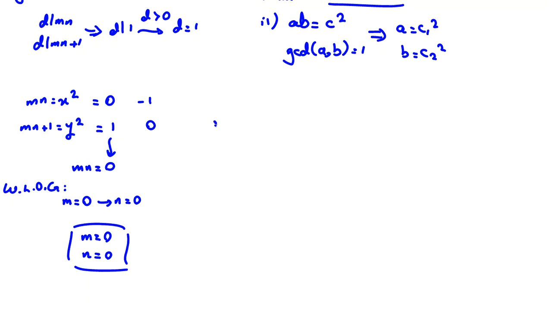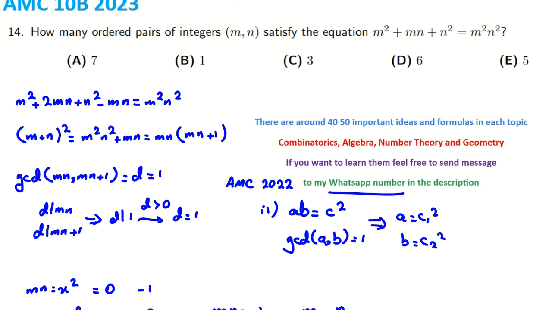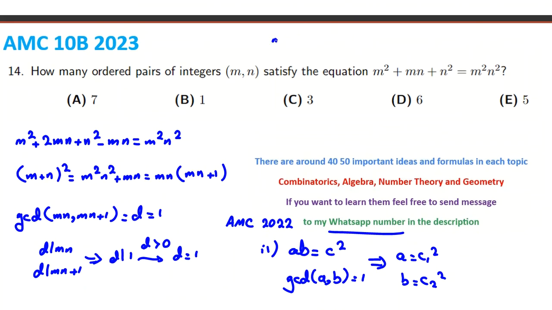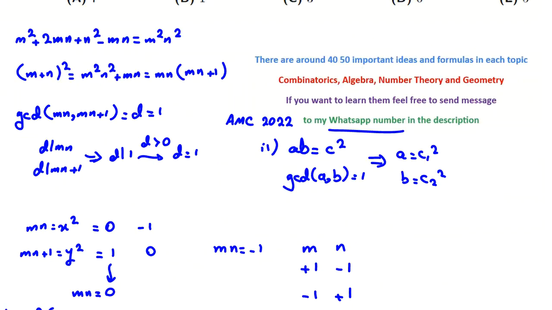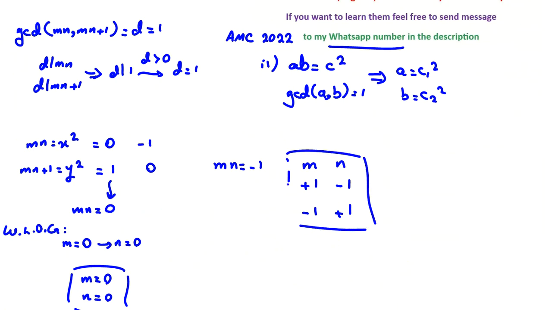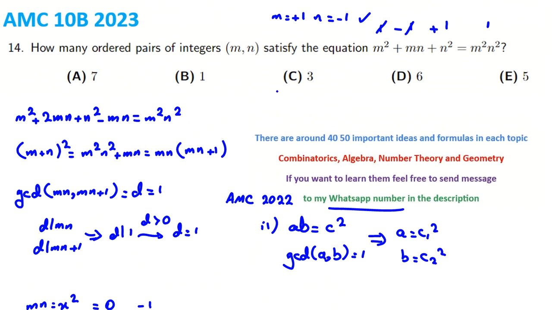Now let's consider the second case. mn is negative 1. So because mn is negative 1, we have two cases: m is 1 and n is negative 1, or m is negative 1 and n is 1. And let's check that m is 1, n is negative 1 works. So this one will be 1, this one negative 1, this one will be 1. This one will be 1. 1 minus 1, so we can cancel them, and 1 equals 1, so it is okay. Now m is 1, n is negative 1, and m is negative 1, n is 1. Two answers here, one answer there. So there are three answers.